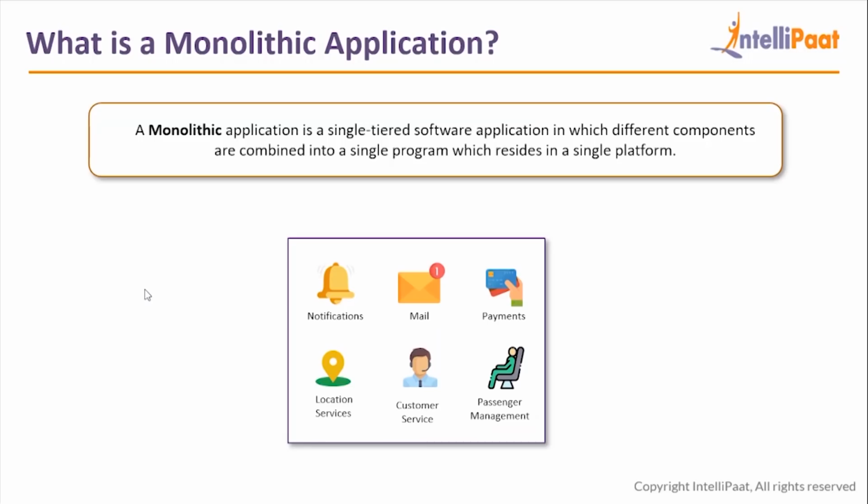So first, let's understand what is a monolithic application. So guys, a monolithic application is an application which has everything inside one particular program, right? For example, let us take the scenario of an Uber app. So our Uber app has things like notification, we have things like mail, payments, location services, customer service, and passenger management. This is there inside one app, right?